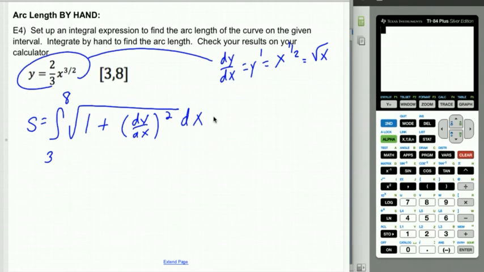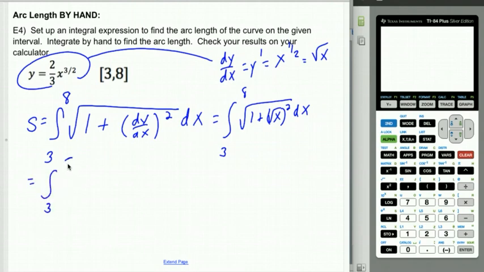So I'm going to integrate from 3 to 8 of the square root of 1 plus, when you square root and square at the same time, they cancel. So I'm going to get that this is the integral from 3 to 8 of the square root of 1 plus x dx, right?